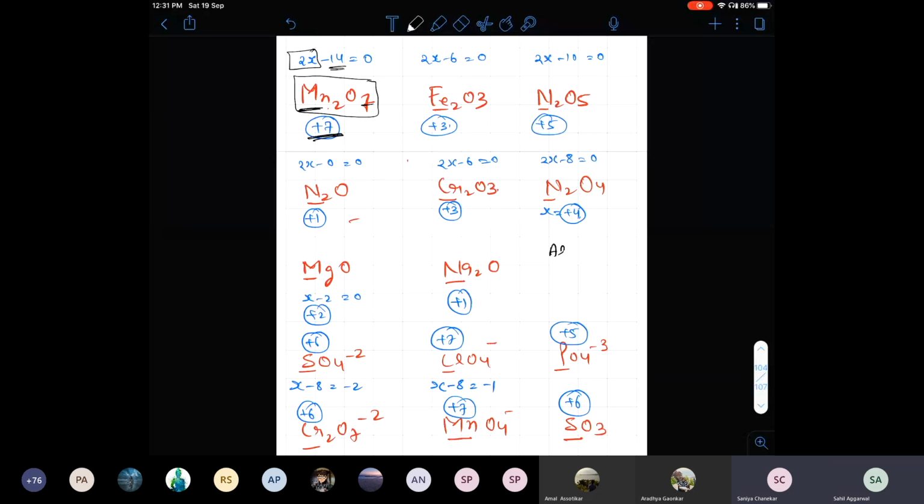How many Al do you have? Two, sir. So it will be 2x, right? Say yes or no. Yes, sir. Oxygen per charge is -2, so it will be -6. Overall charge is nothing, so it is 0. X will be +3.